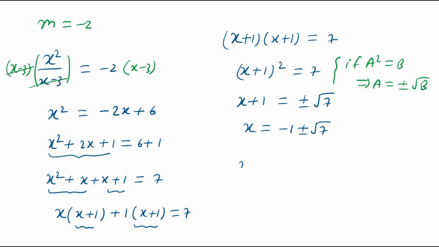So here the third solution, x3 = −1 + square root of 7, and the fourth solution, x4 = −1 − square root of 7. In this question we have 4 solutions: 2 real solutions and 2 imaginary solutions. This is our final answer.